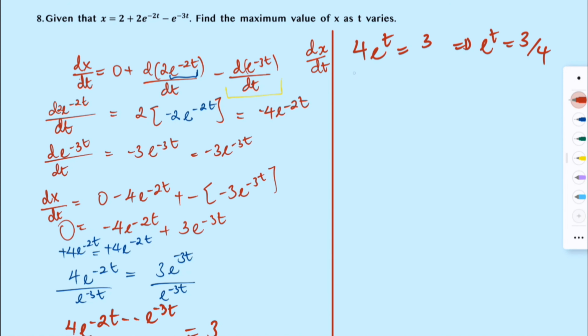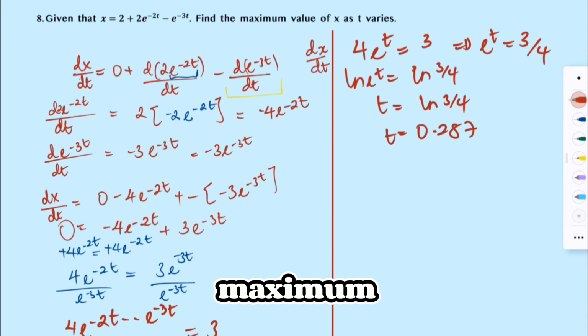Therefore t, if I take the natural log on both sides, so the natural log of e to the power t should be equal to the natural log of 3/4. So t is ln of 3/4. The actual value using the calculator would be t is equal to negative 0.287. Okay, now that we know where this maximum occurs, or what time it occurs, we can substitute to get the x value.